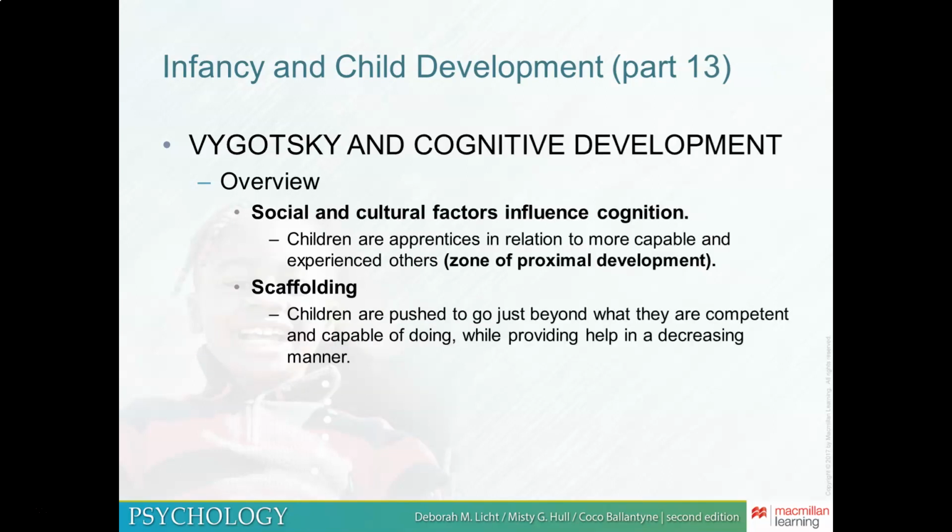And another theorist that's very important in developmental psychology is this person named Vygotsky. Vygotsky was very important in proposing that all learning occurs in a social context. So as they say here, under the overview, social and cultural factors influence how we think, our cognition. And so just keep that in mind. That's the most important thing to know about Vygotsky: social and cultural factors influence how we learn and think.